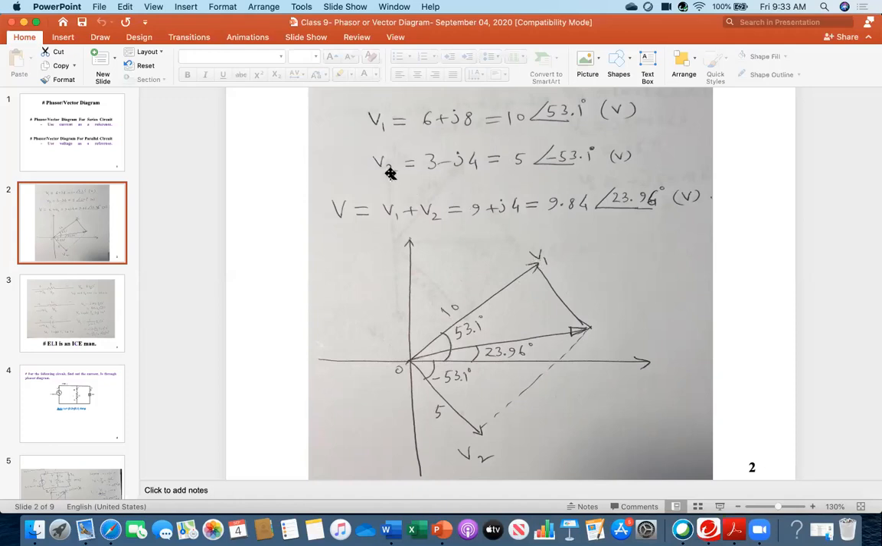Now you plot V2. V2 is 5 at an angle of minus 53.1 degrees. Because this is a negative angle, you have to go downward, clockwise, and its magnitude is 5. So this is my V2, with the angle measured with respect to this reference line, the x-axis. Probably you have done this in math also. Now I have two vectors: this is V1 and this is the other vector.